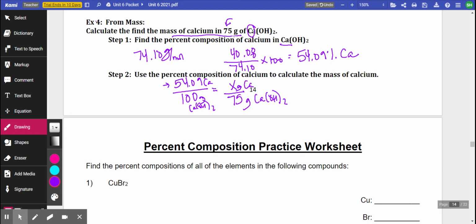And with correct sig figs, because 75 is a measured number, has 2 sig figs, you should get 41 grams of calcium. Okay. So the next thing you do is work some practice problems on pages 15 and 16. When you do molar mass, you do not need to show all of your work. You can do molar mass right in your calculator and then just show your setup for percent composition.